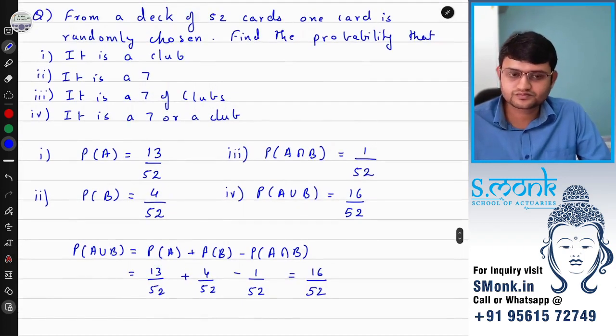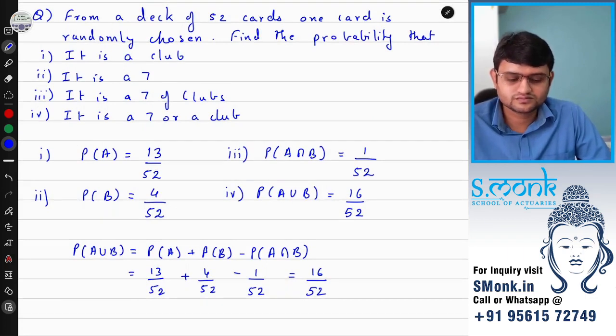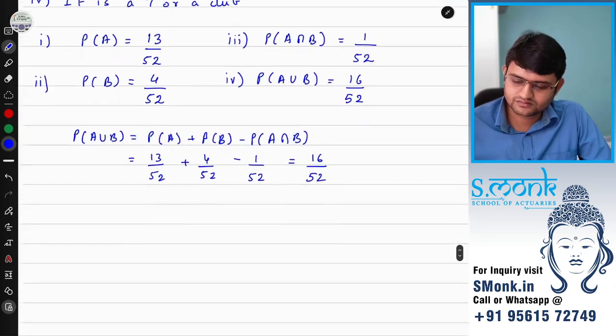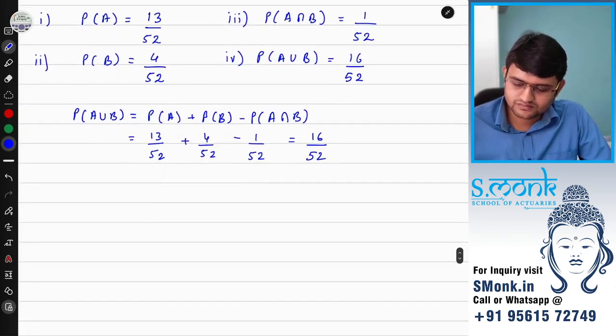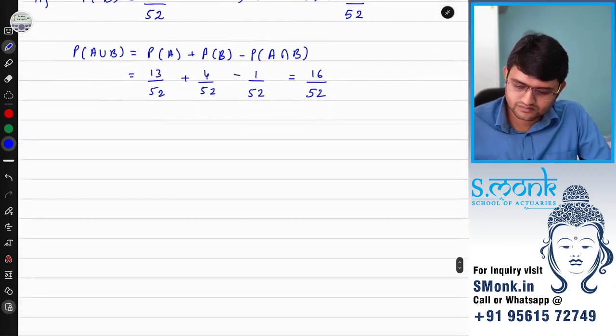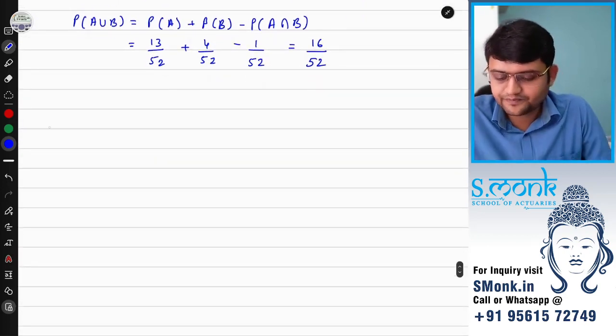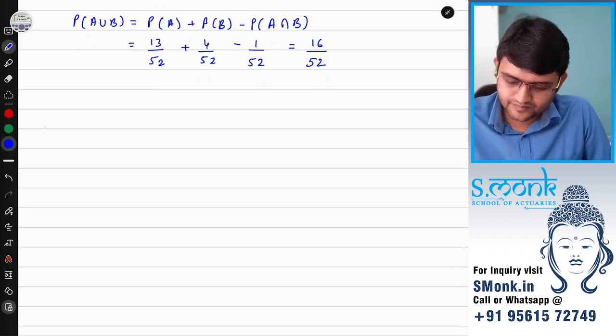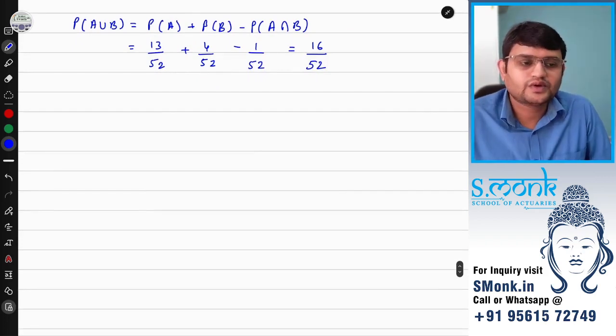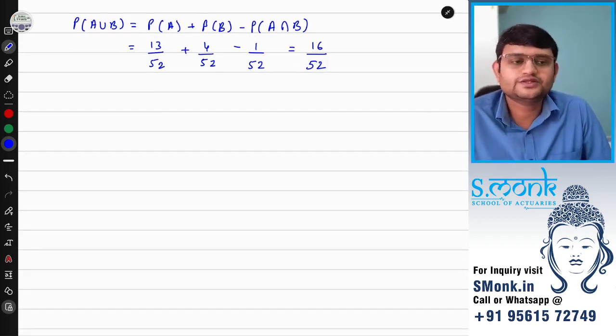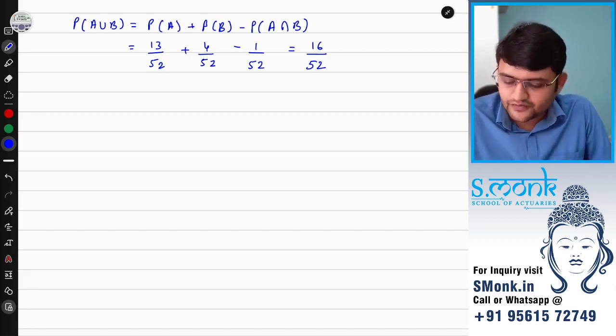Any problem here? Okay. Now, when we are finding probabilities, we are talking about an event. So let's talk about different kinds of events.